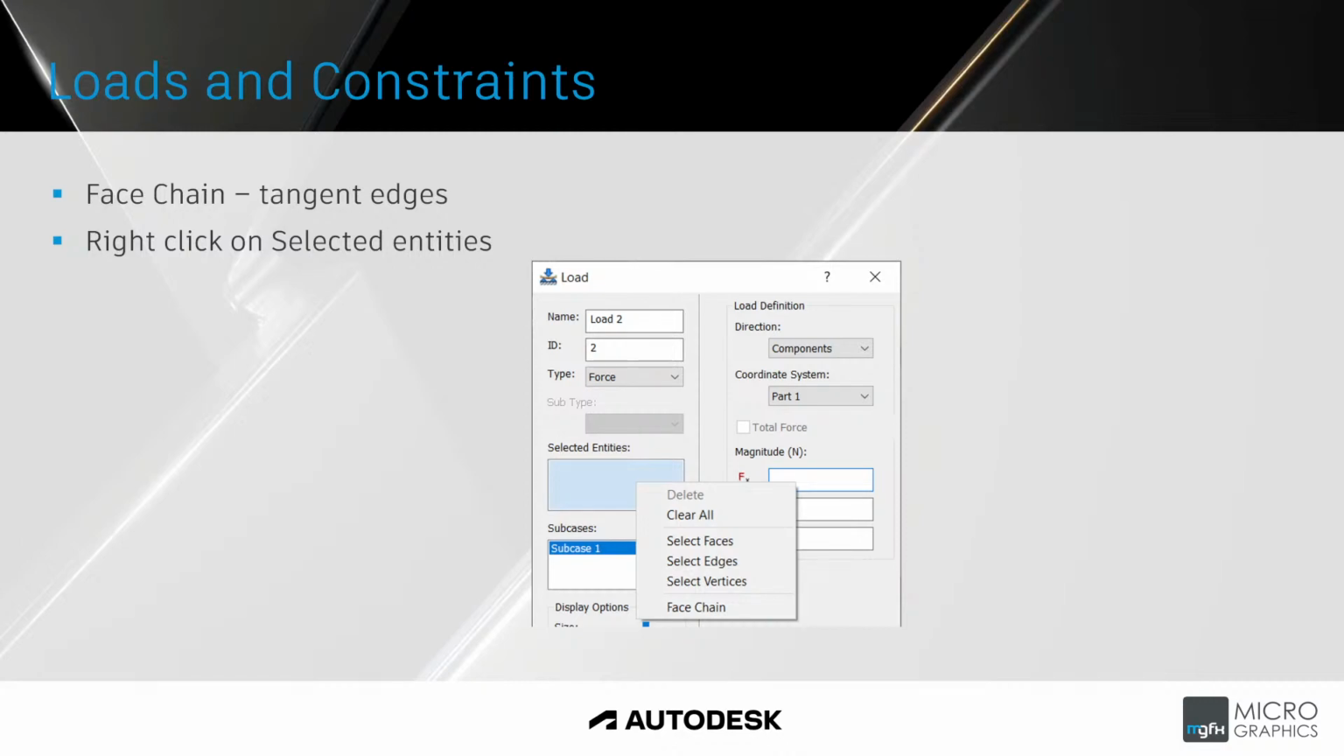If you open up the load dialog box over here, if you right click on the select entities, it'll give you a little right click menu and allows you to filter out, just select faces, just select edges, just select vertices, or face chain as well. So maybe you want to put a load on surfaces which are in contact with each other with tangent edges. It'll then select all those various surfaces over there.